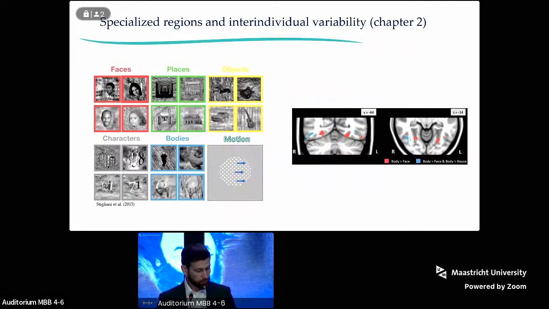We use this technique to study the brain, and we did an experiment with 20 individuals where we asked these participants to look at different types of images, for example, of faces, places, objects, characters, bodies, and even moving dots. We know that there are brain regions that selectively respond to specific types of categories like these. Now we were mainly interested in finding out how well the locations of these brain regions correspond between individuals.